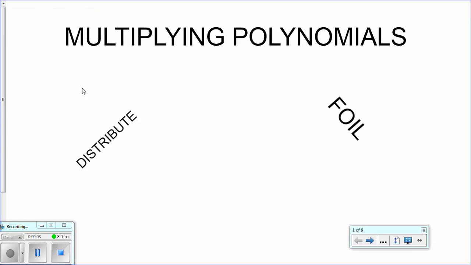Hi guys, today we're going to be talking about multiplying polynomials. This is basically just distributing, and I'm going to show you how to do it, and I'm also going to show you a couple of shortcuts on how to do the multiplying part. So let's go ahead and get started.